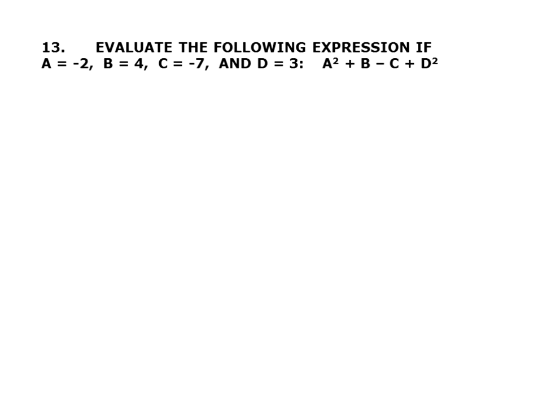So A is a negative 2, and that's squared. And B is a 4. And C is a negative 7, and D is a 3. Oh, they used all the letters. Okay, so let's start at the beginning. What is negative 2 in parentheses squared? That's right, a positive 4.